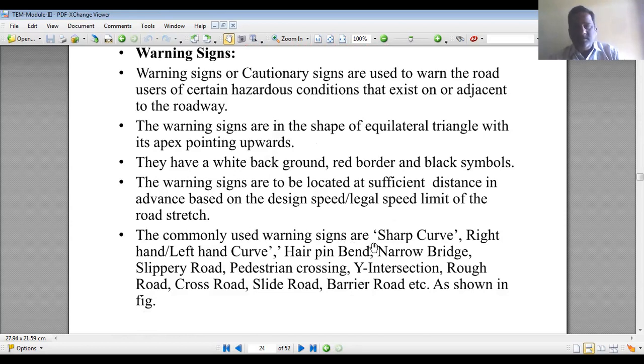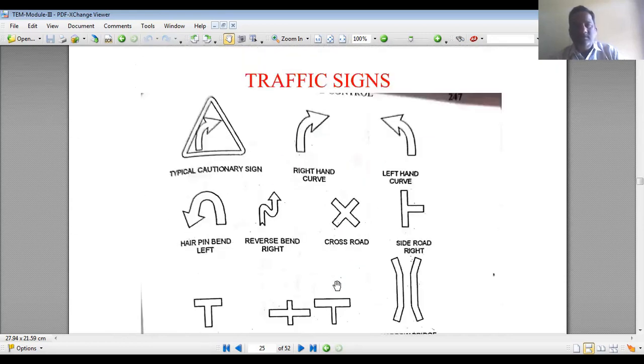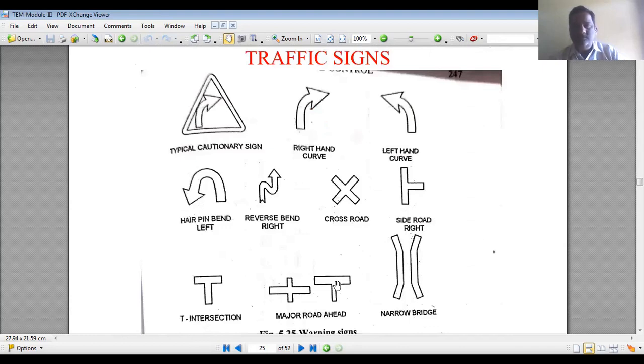The commonly used warning signs are sharp curve ahead, right hand curve, left hand curve, hairpin bend, left hairpin bend, right hairpin bend, narrow bridge ahead, slippery road, pedestrian crossing, Y intersection, rough road, cross road, side road, barrier road, etc., as shown in the figure. So these are the symbols and signboards used for the second category, cautionary or warning signs.